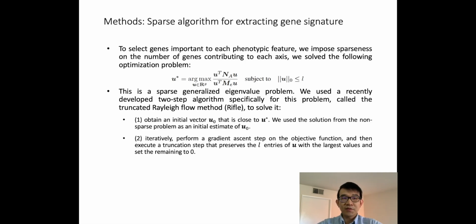For the domain-specific application in neurobiology, we are interested in finding a small group of genes that best determine one of the phenotypic features. To do that, we impose sparseness on the number of genes contributing to each axis. Briefly, we solve the following optimization problem. This is a sparse generalized eigenvalue problem. We used the recently developed two-step algorithm specifically for this problem called RIFLE to solve it.